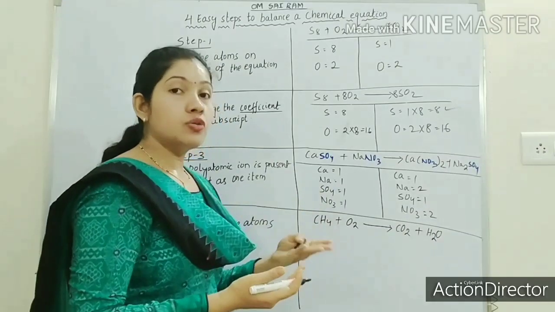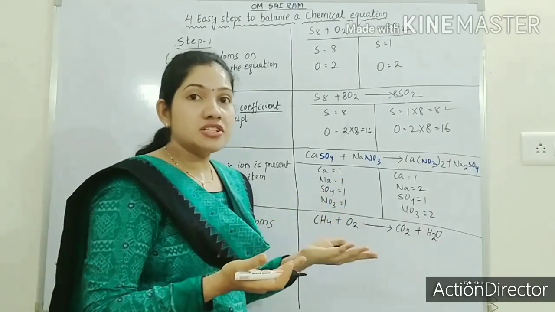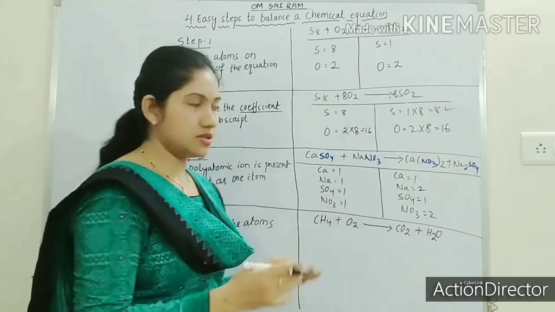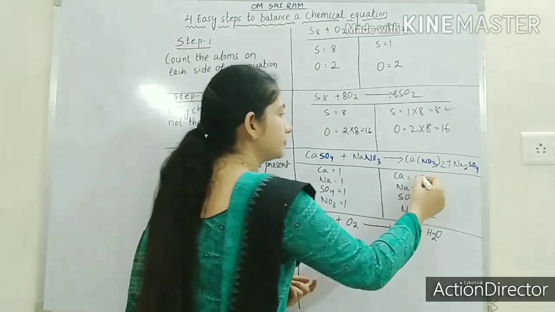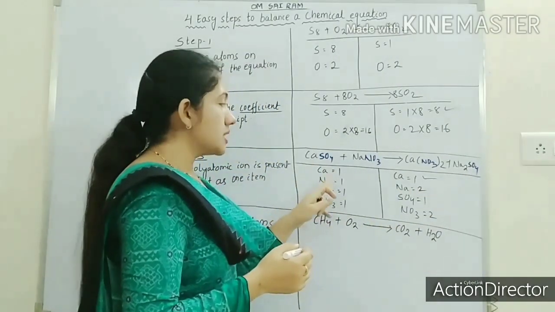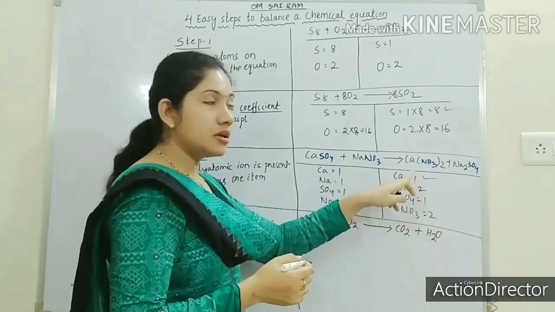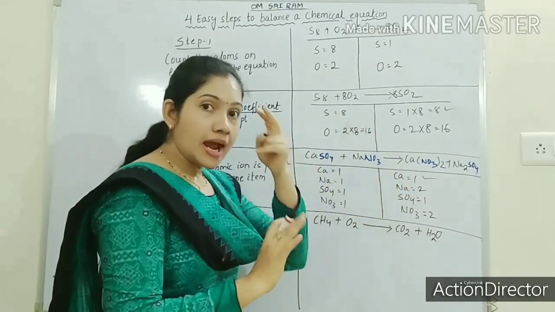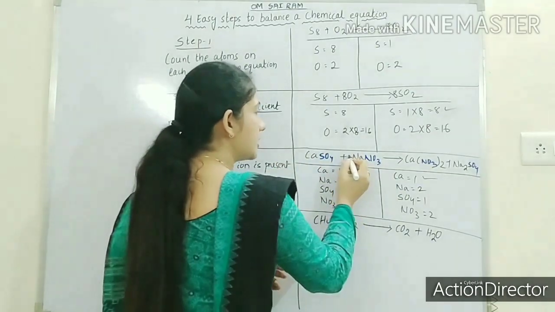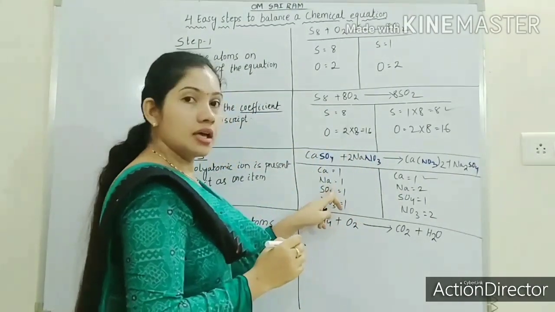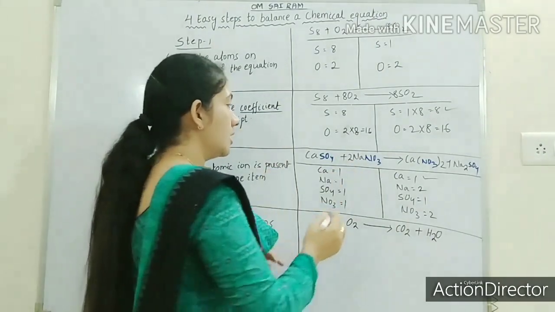Now let us check which of the elements are in balanced form and which are not. Calcium, both sides it is balanced. Sodium, this side 1 but this side 2. That's why we have to balance it. Again I am repeating, we cannot add the subscript, rather we can add the coefficient. So on this side we can add 2.